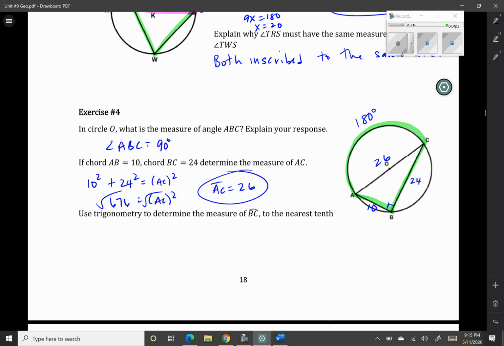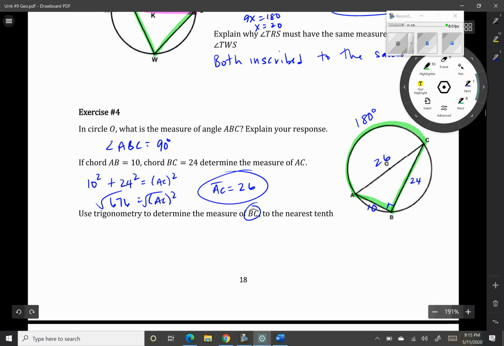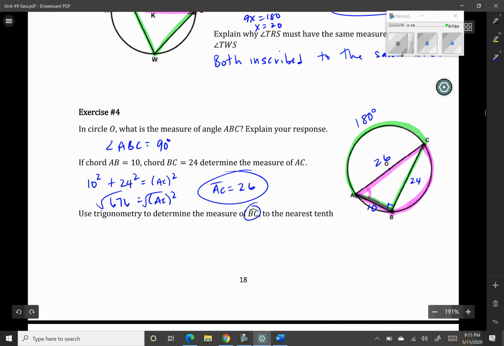Now, they don't want us to find an angle. They want us to find an arc. Well, to find an arc, we need to know an angle. So let's take a look. What angle would help us find this arc BC? Well, that would be angle CAB. That angle there is inscribed to the arc that we want. So if I can find that angle, I then can figure out what the arc is by doubling that angle.